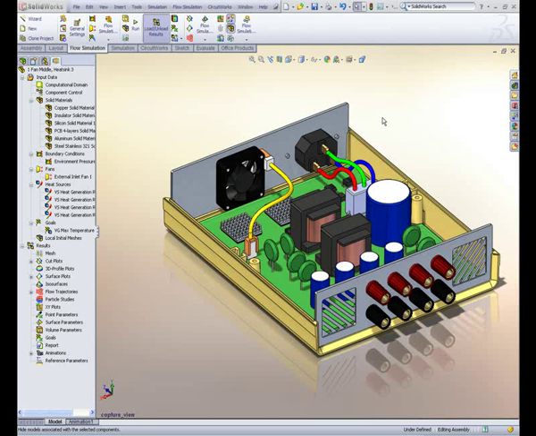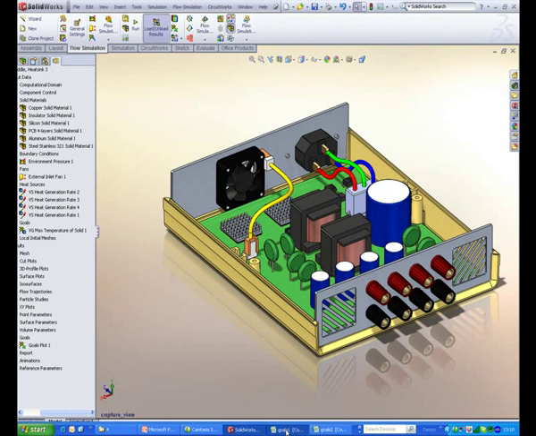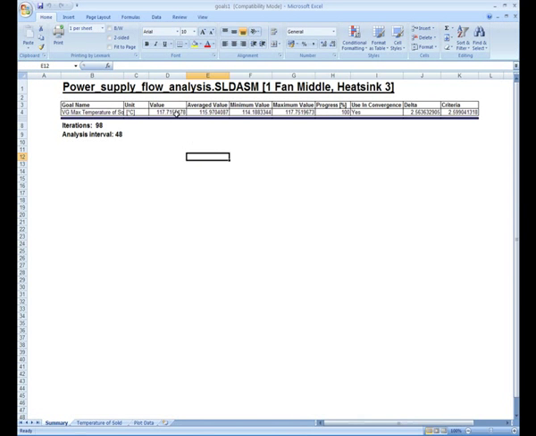Once the flow test has been run, we are in a position to look at the results. To check the temperature of the CPUs, we can take advantage of the goals that we set earlier on by reporting the max temperature of the CPUs directly in Excel. Here we see that the maximum temperature in the CPUs is well over the desired 100 degrees C, and so some design change is clearly needed.